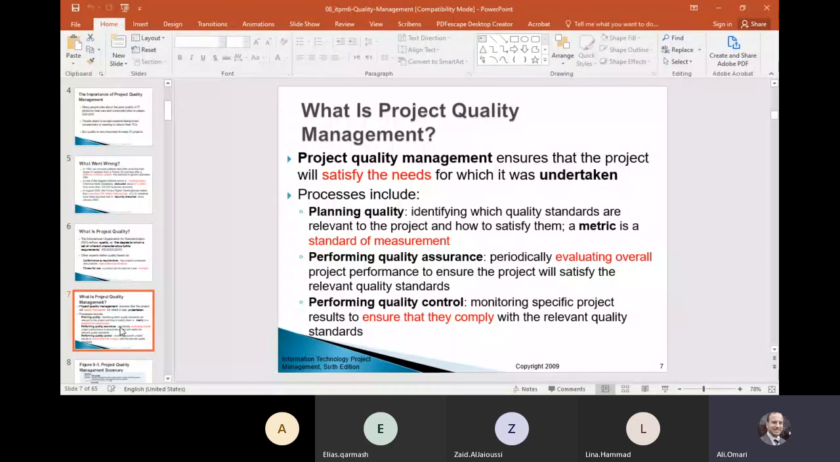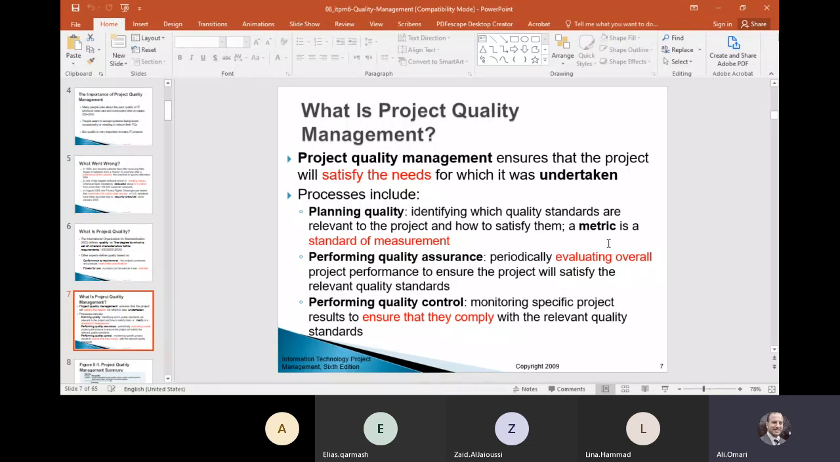First, we have to plan for the quality, then perform the quality assurance, and then do performance controlling. The planning is to identify which quality standard is relevant to the project, and we have to produce metrics. Metrics are something measured, like statistics, like numbers, like the application was down 10 times this week. This is a metric, 10 times. So we can measure based on it.